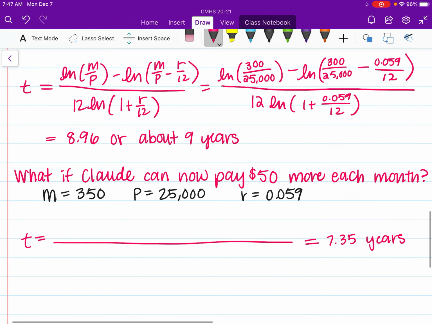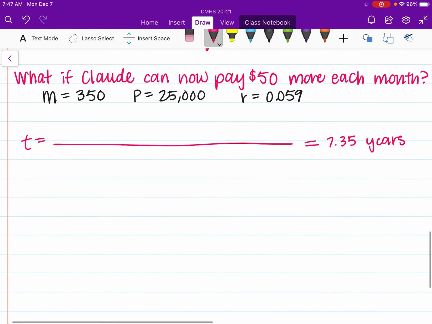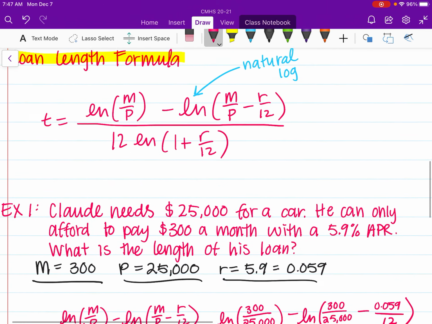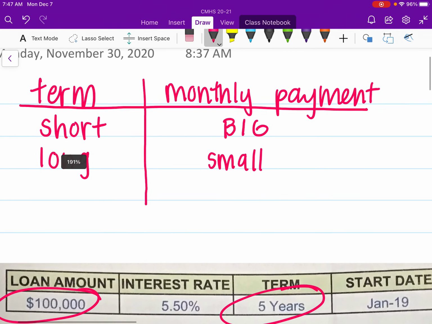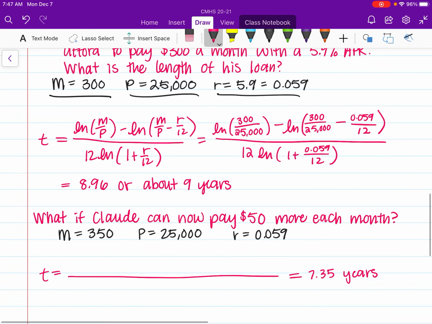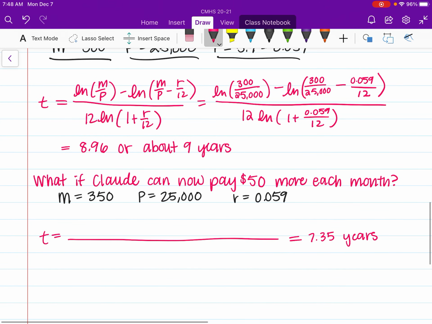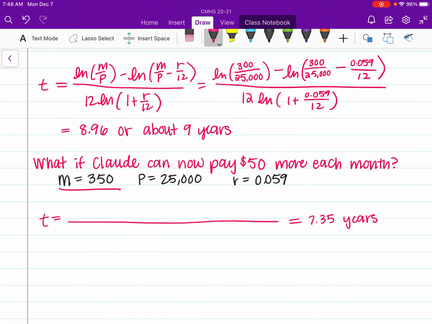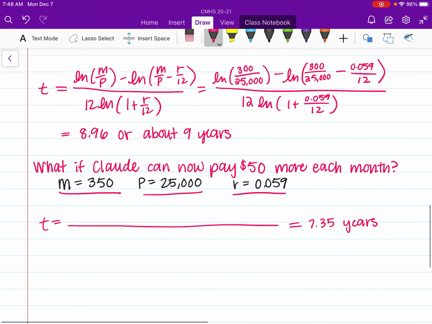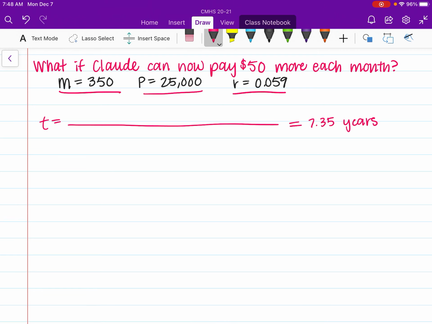But part 2 says, what if he can now pay $50 more each month? So if you pay more on your monthly payment, the time should be shorter. Because remember up here, we said a bigger monthly payment means a shorter amount of time. So let's see. I went ahead and relabeled. This time, instead of $300, the monthly payment is going to be $350 because he could pay $50 more. The principal stays the same and the rate stays the same. The only thing changing here is his monthly payment.